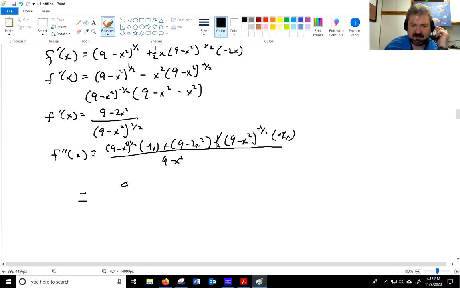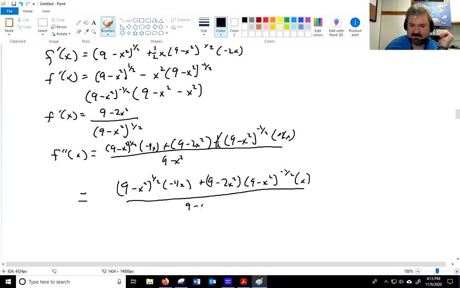So I see (9 minus x squared) to the 1/2 times a negative 4x plus (9 minus 2x squared) times (9 minus x squared) to the negative 1/2 times x, all over 9 minus x squared. And what I'm going to do is factor out the smaller of the two powers of 9 minus x squared, which is actually a negative 1/2.